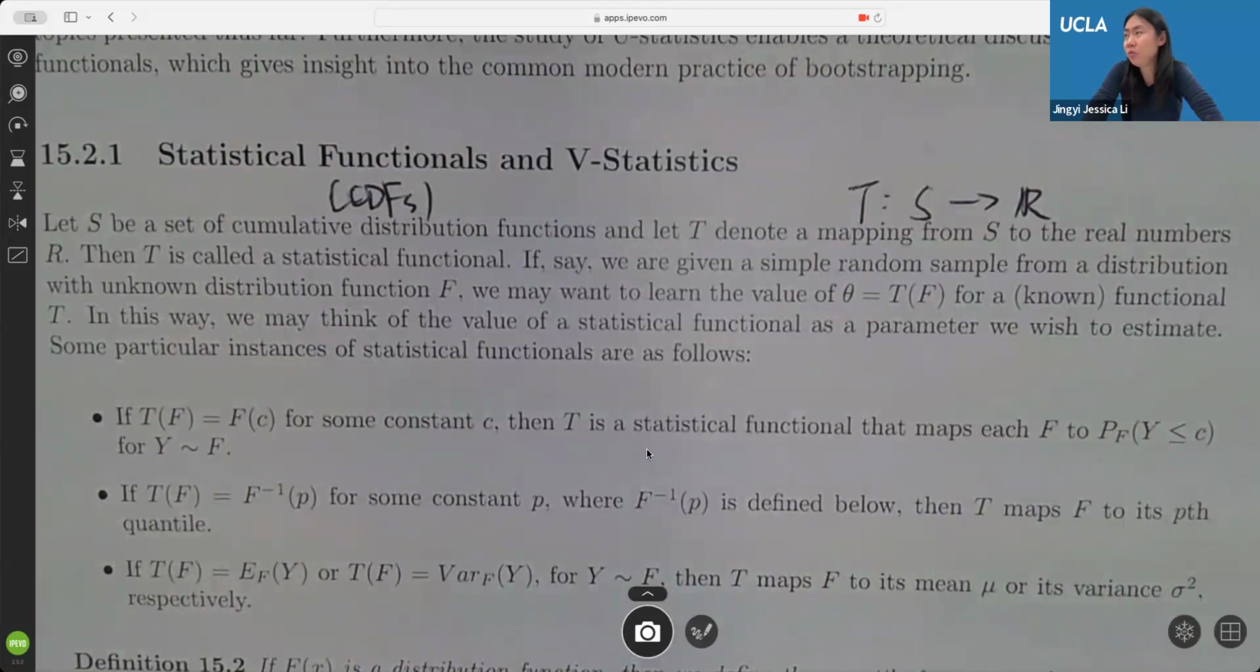Beyond that, we talk about extreme order statistics. That means you have the minimum, maximum, second minimum, second maximum. For these, we can also talk about their asymptotics. And moreover, we talk about sample quantiles, right?